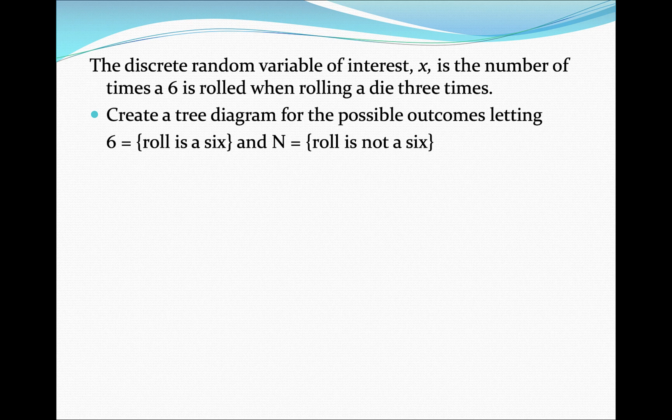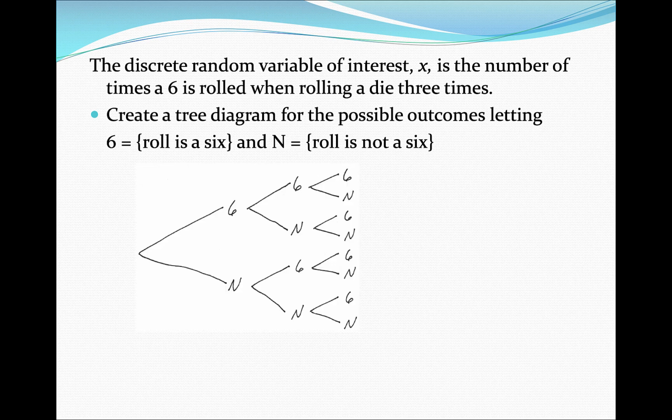But in this case, we're not really interested in all the outcomes when we roll a die. We're really only interested in 2, right? We're only interested in either we get a 6 or we don't get a 6. That's really all we care about, is we get a 6 or we don't. So if you create the tree diagram in that way, then you'll notice there's only 2 possible outcomes for each roll, which means there's only a total of 8 possible outcomes. I'm just going to use a 6 for rolling a 6 and an N for not rolling a 6.